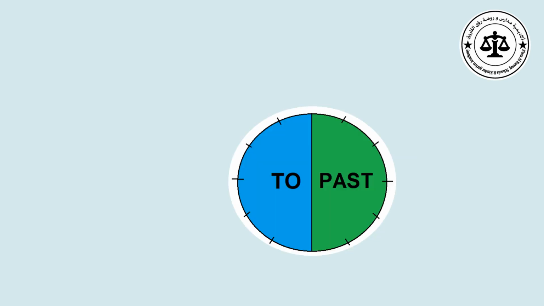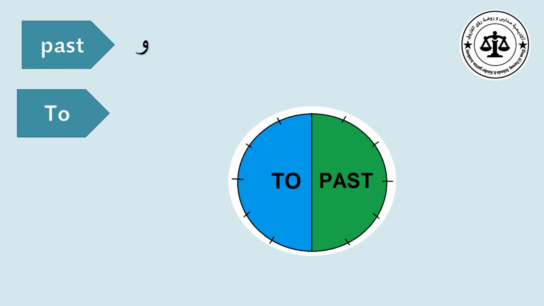So past means وَ, and to means إلا. Past وَ, to إلا. Look at this. If the long hand was in this side, we say past. But if the long hand in this side, we use to. Okay? Let's practice.